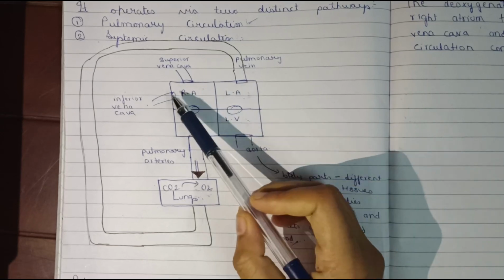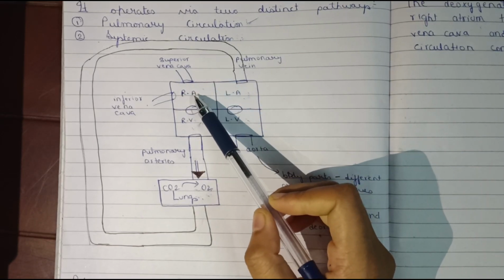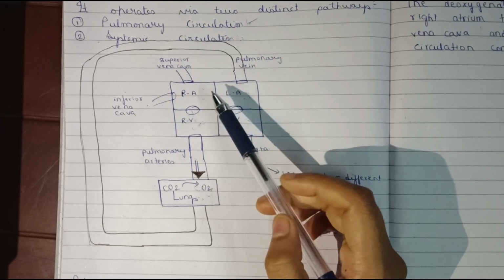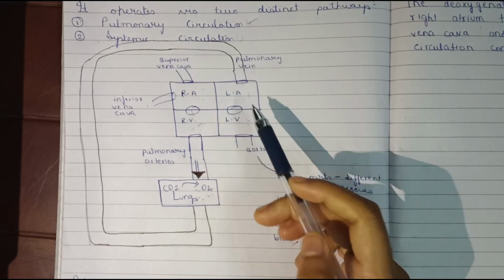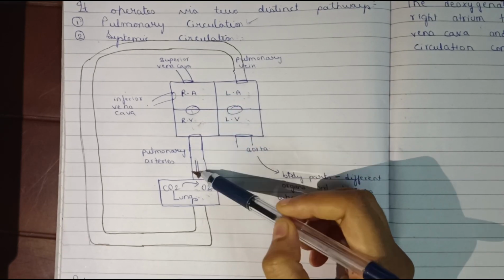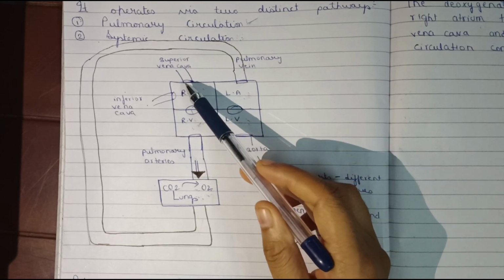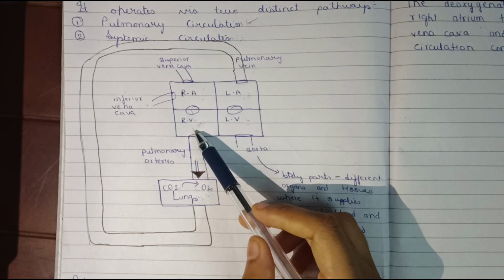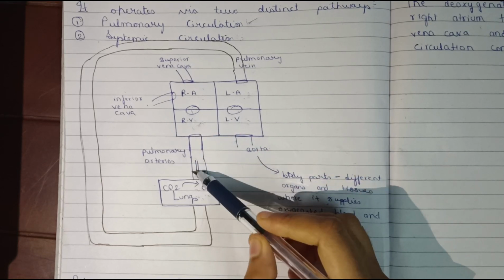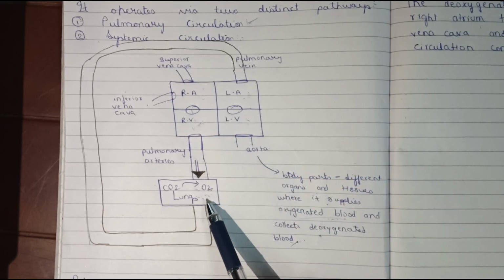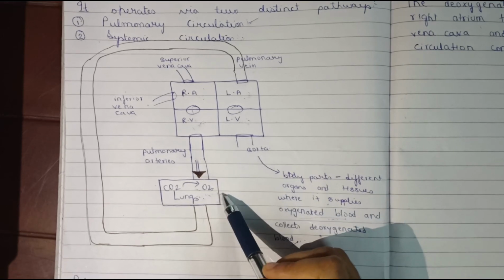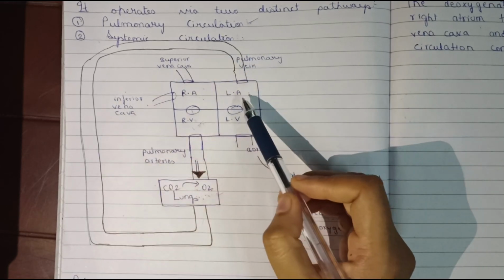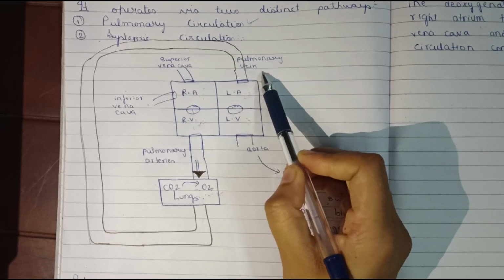So what happens is deoxygenated blood is collected in the right atrium through the superior and inferior vena cava. The blood drains itself into the right ventricle and then it moves out through the pulmonary artery. Now in all this pathway deoxygenated blood is involved. This deoxygenated blood moves to the lungs through the pulmonary arteries. Here in the lungs it gets purified, and then it moves from the lungs to the left atrium through the pulmonary vein.